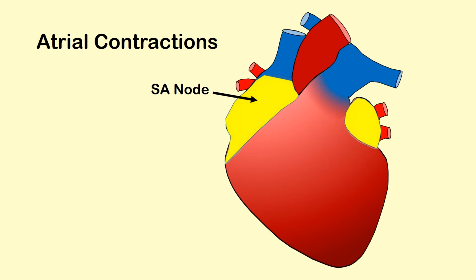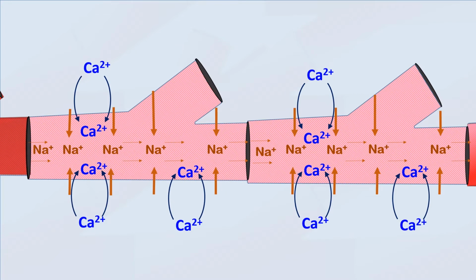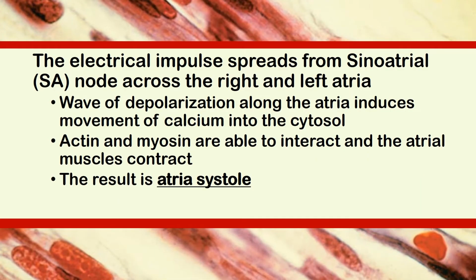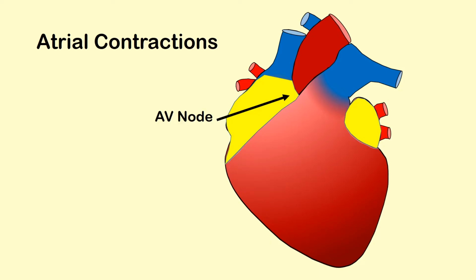As that electrical impulse spreads from the SA node across the right and left atria, there's a wave of depolarization that induces the calcium influx into the cytosol. Actin and myosin are then able to contract within the atrial cells, resulting in atrial systole.